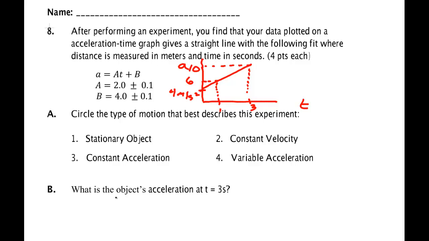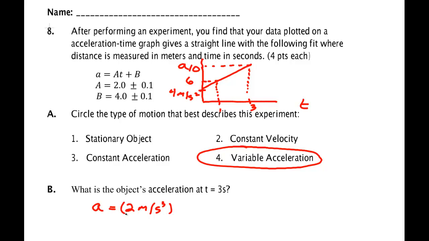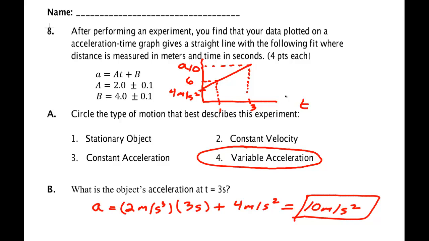What type of motion best describes this? Well, it's not a constant acceleration. That would be a horizontal line. It's not a stationary object. In fact, this is a variable acceleration graph. What's the object's acceleration at t equals 3? Well, 2 meters per second cubed for the slope times 3 seconds plus 4 meters per second squared gives you 10 meters per second squared. And that's the point that I just graphed right here.